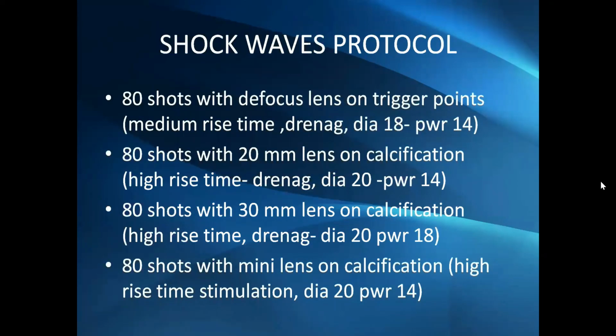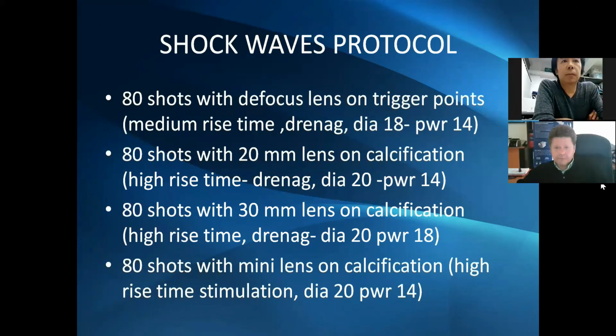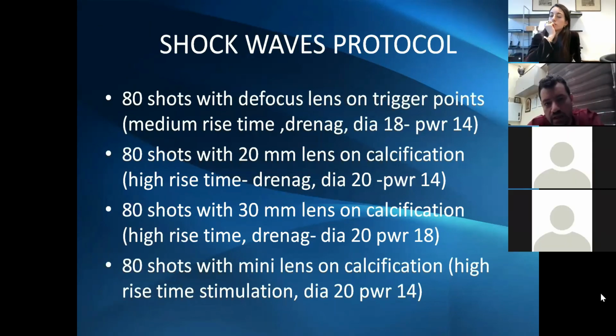Okay, we did again 80 shots with the focus lens on trigger points with medium rise time, drainage, diamagnetic 18 and power 14. 80 shots with the 20mm lens on calcification with high rise time, drainage, diamagnetic 20 and power 14. 80 shots with the 30mm lens on calcification with high rise time, drainage, diamagnetic 20 and power 18. And 80 shots with the mini lens on calcification with high rise time, stimulation, diamagnetic 20 and power 14.